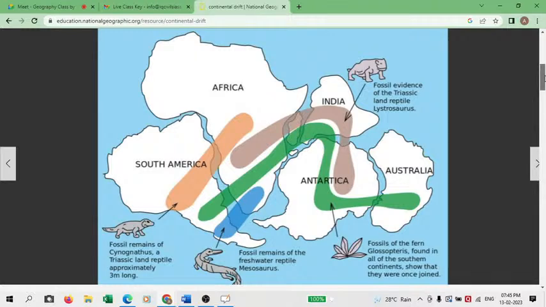And if you see right of Cynognathus, can you see Mesosaurus? Can you see Mesosaurus, this long reptile. Now Mesosaurus is different from both Lystrosaurus and Cynognathus. Mesosaurus is a freshwater reptile.